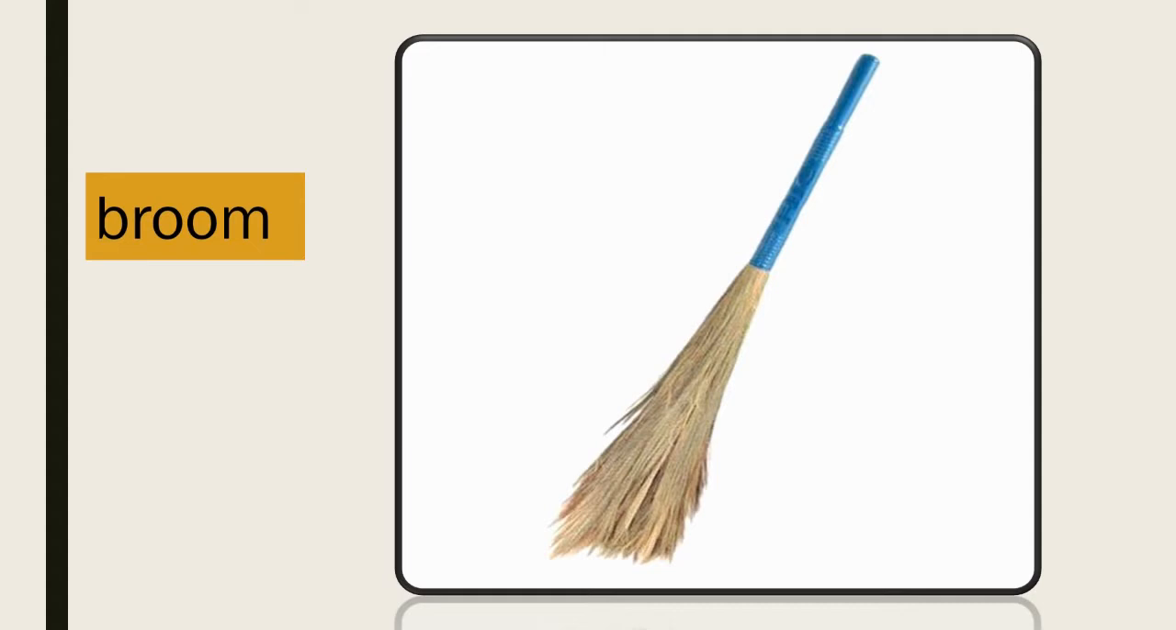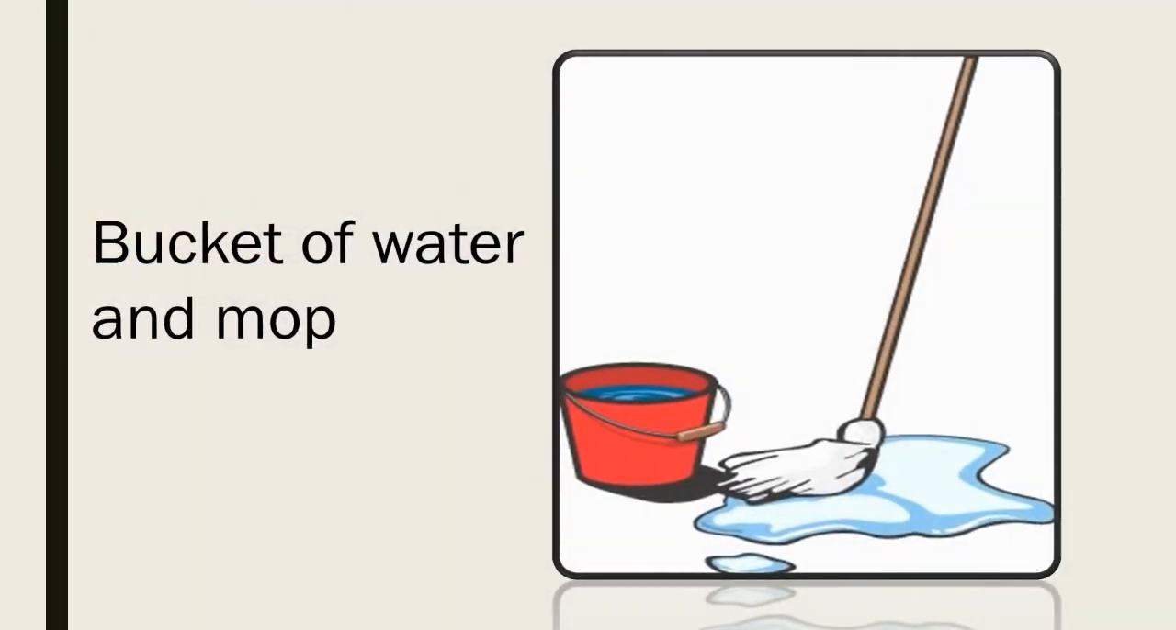Here is the first picture. The first picture is of a broom. What can you see in the second picture? Yes, a bucket of water and mop. Do you know what these things are used for? Very good. These things are used for cleaning.